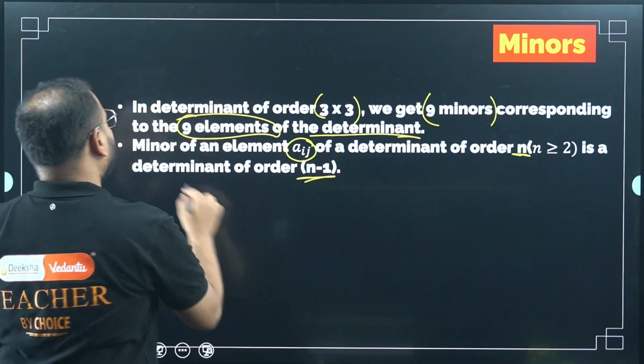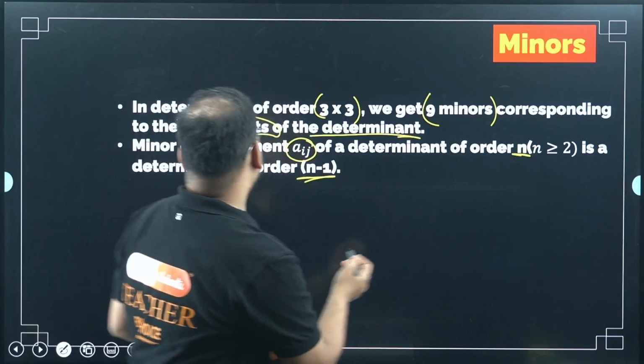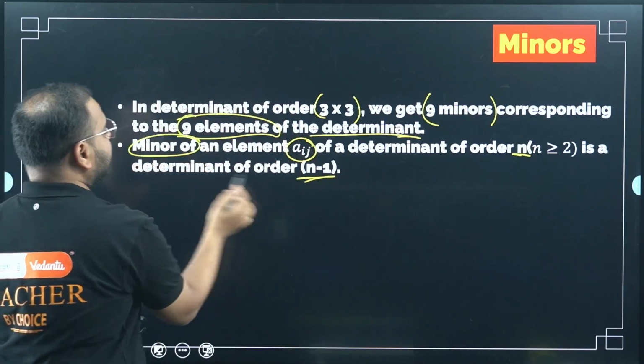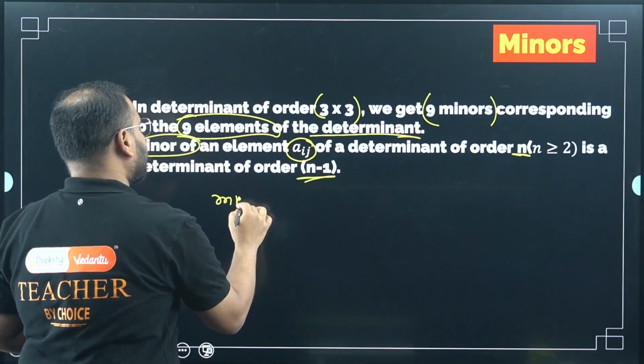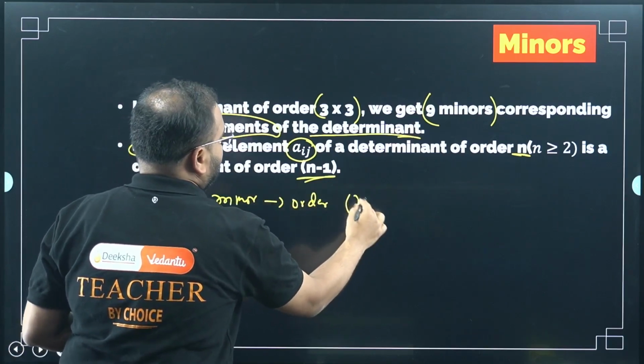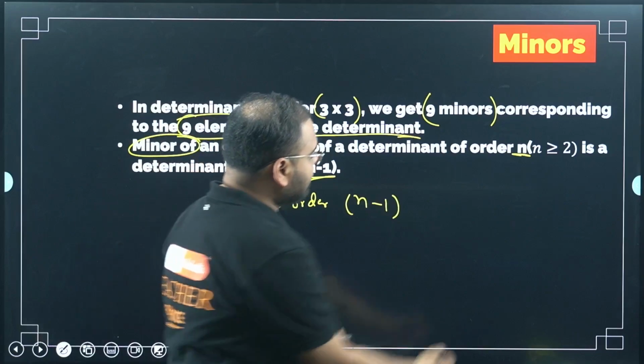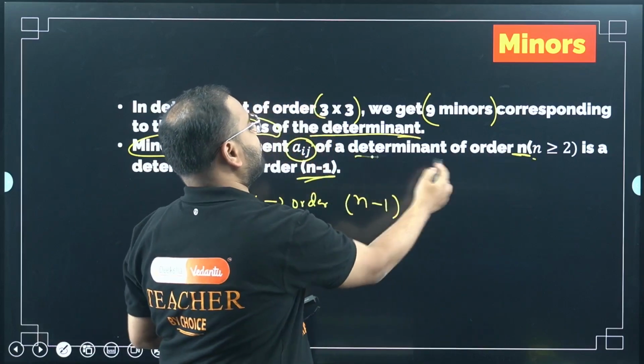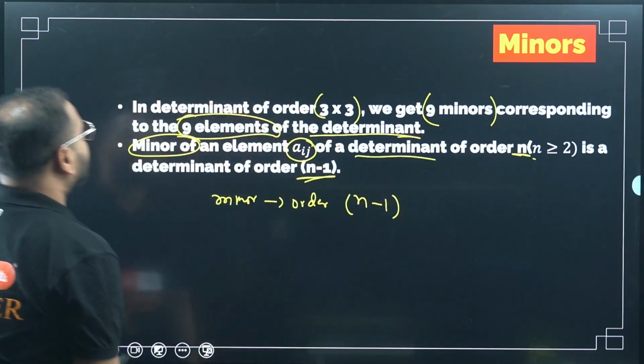This is for my minor. So the minor will have order n minus 1, where n is the order of the determinant.